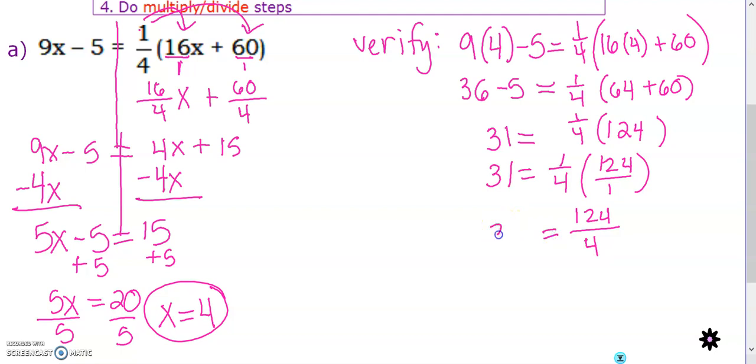And now I'm not really sure about this. I'm going to pull out my calculator and do 124 divided by 4. And when I calculate that, I get 31. So that's a long verification. But if you use your calculator and you work step by step, you'll see that you get a true statement at the end. So our equation is correct with the ones we solved. Great job.